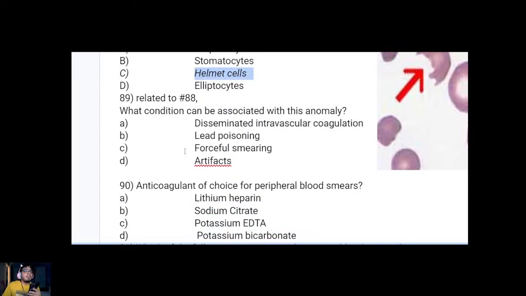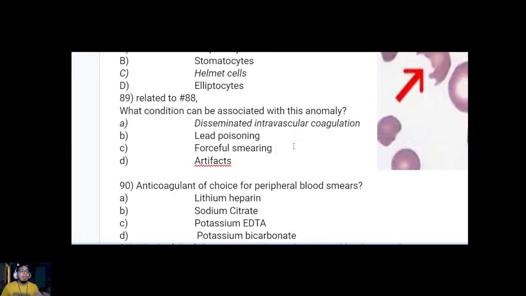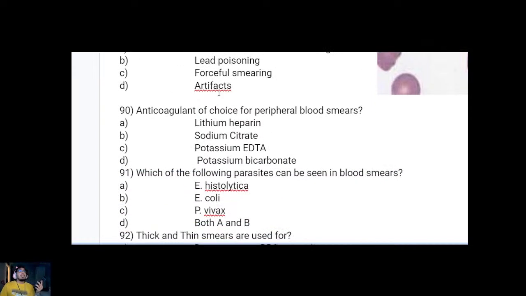88. What condition may be associated with this? Is it an artifact? Is it disseminated intravascular coagulation? Is it forceful smearing? Disseminated intravascular coagulation. What's in lead poisoning? Punctate basophilia. Forceful smearing is smudge cells. Artifacts usually are your burr cells or acanthocytes.